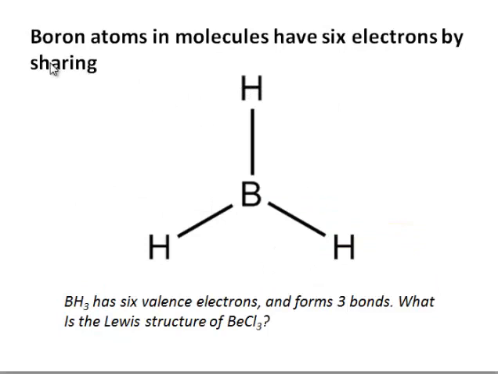Alright, moving on, boron compounds also are exceptions to the octet rule. Boron central atoms in molecules have 6 electrons by sharing. 6, not 8. So BH3 is a stable compound. There are a total of 6 valence electrons. Put 3 bonds in, and you have the Lewis structure for a stable molecule.